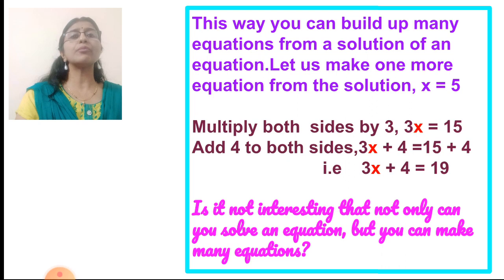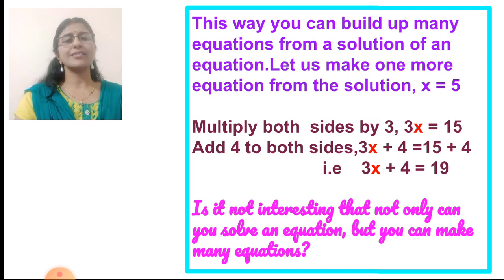Let us make one more equation from the solution x equal to 5. So here we have multiplied both the sides by 3. Let us multiply both the sides of the solution by 3. So it will become 3x. 3 multiplied by x is 3x, and 5 is on the right hand side. When you multiply 5 by 3 you will get 15. So we will get 3x is equal to 15.